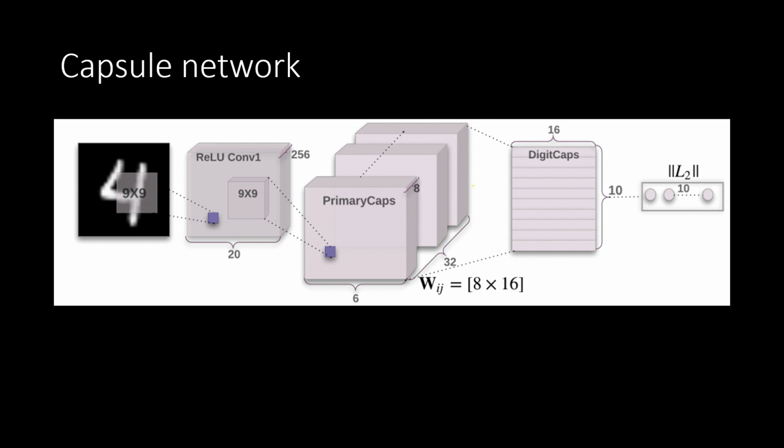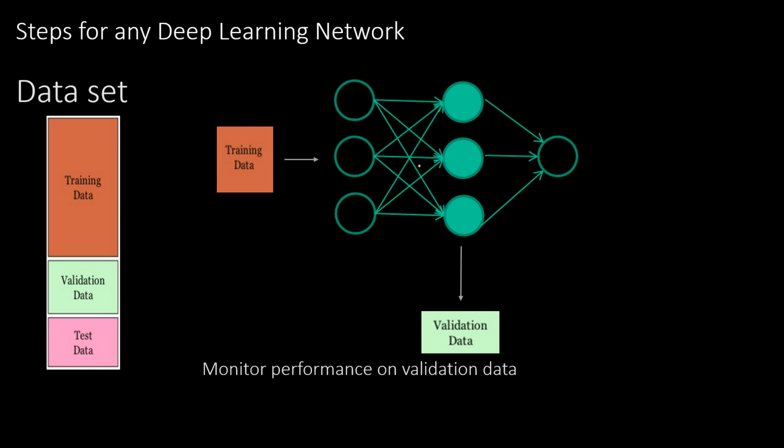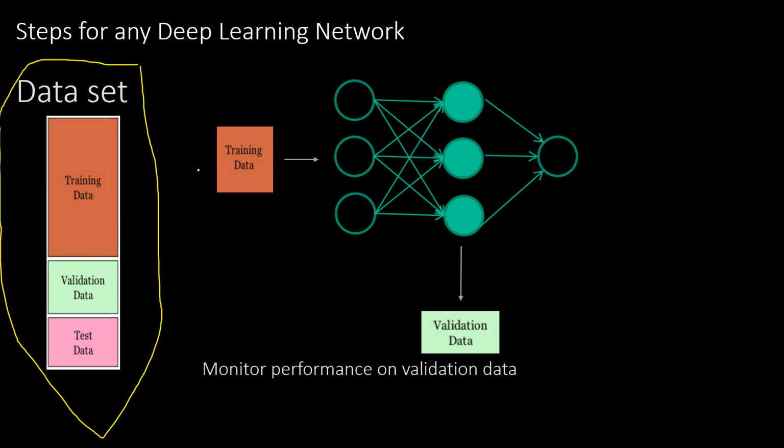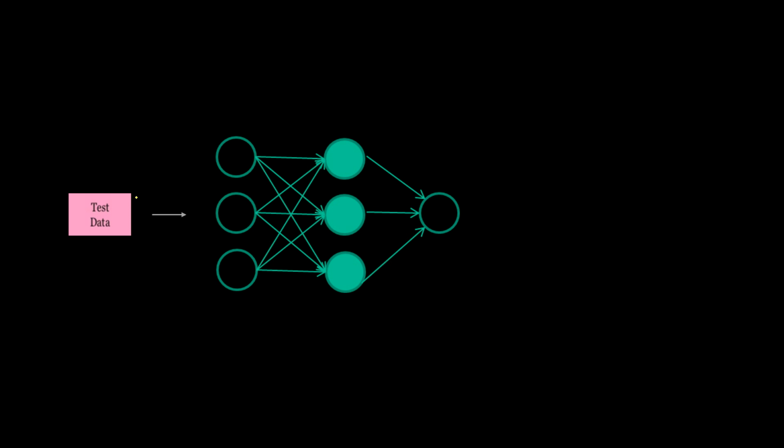And let's see the basic flow of any learning algorithm. Any deep learning algorithm will have a data set. We'll divide this data set into training data, validation data, and test data. Training data will be fed into the algorithm, and then validation data will validate how good the algorithm is. And once the network is trained, we'll finally test it on test data and measure its performance.